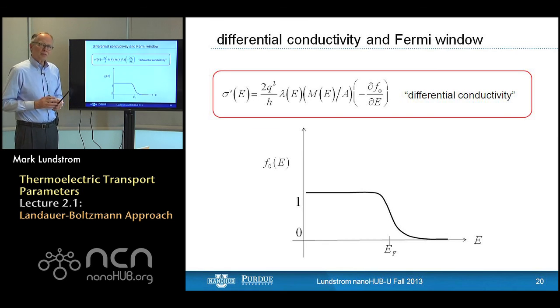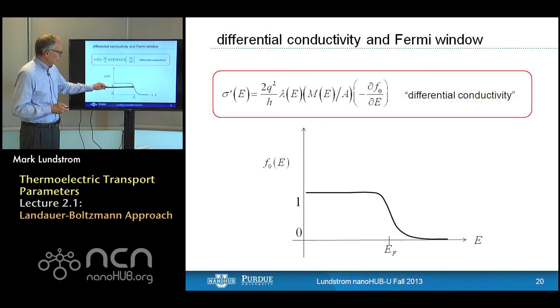So let's look a little more carefully. We know what the mean free path is. That has a very clear physical interpretation. We know what the number of channels is now. We know the physical interpretation of that. Let's look at this Fermi window. That's what came from the Taylor series expansion, F1 minus F2. And it's minus the derivative of the Fermi function with respect to energy.